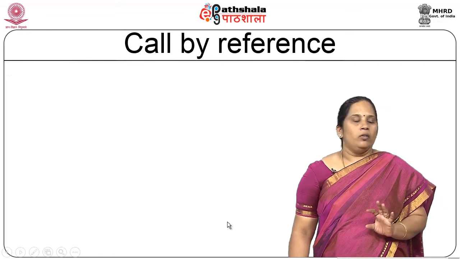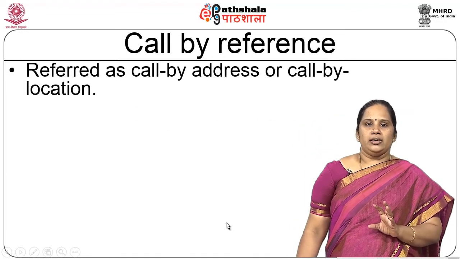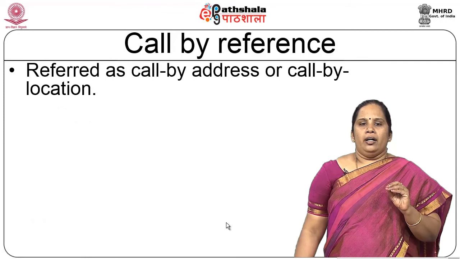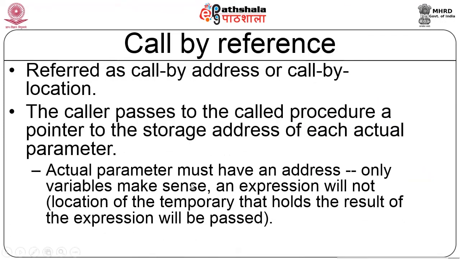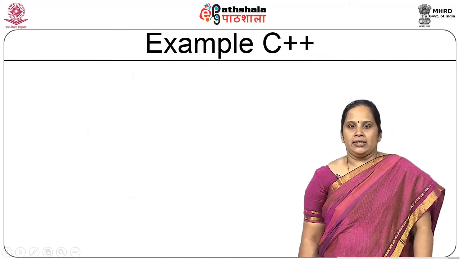Now the next version is called call by reference, where it is also called call by address or call by location. The caller passes to the called procedure a pointer to the storage address of each actual parameter. Okay, it is not passed as a value, but it is passed as an address. Again here the address is going to be a value, but since the function knows it's going to get an address rather than a value, the actual parameter must have an address. Only variables make sense, an expression will not basically make sense in that case.